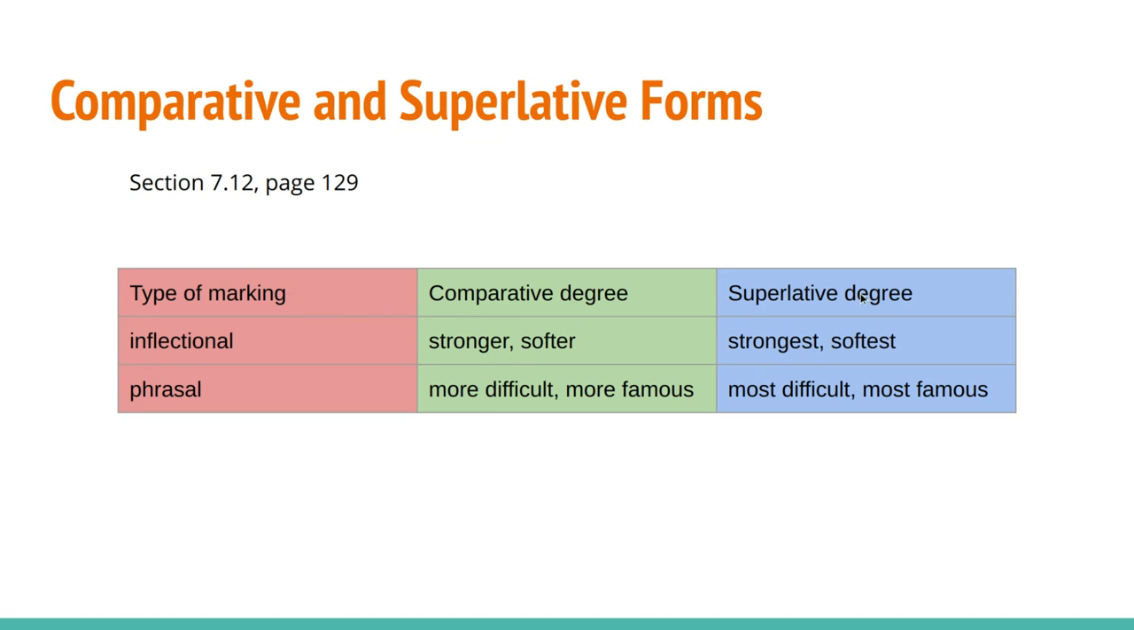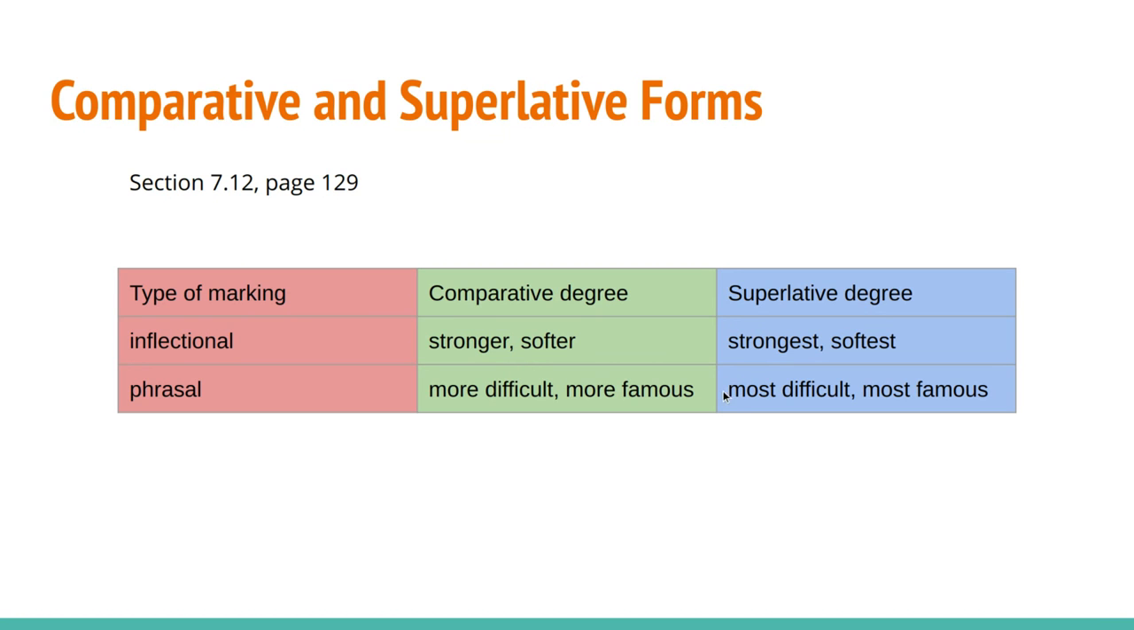I repeat that. The general rule is that one syllable adjectives, or short adjectives, take an inflectional marking to form the comparative and the superlative degree. For example, stronger, strongest, softer, softest. Then, the same rule says that two syllable adjectives and longer take a phrasal marking for the comparative and the superlative degree. So more difficult, more famous, most famous.